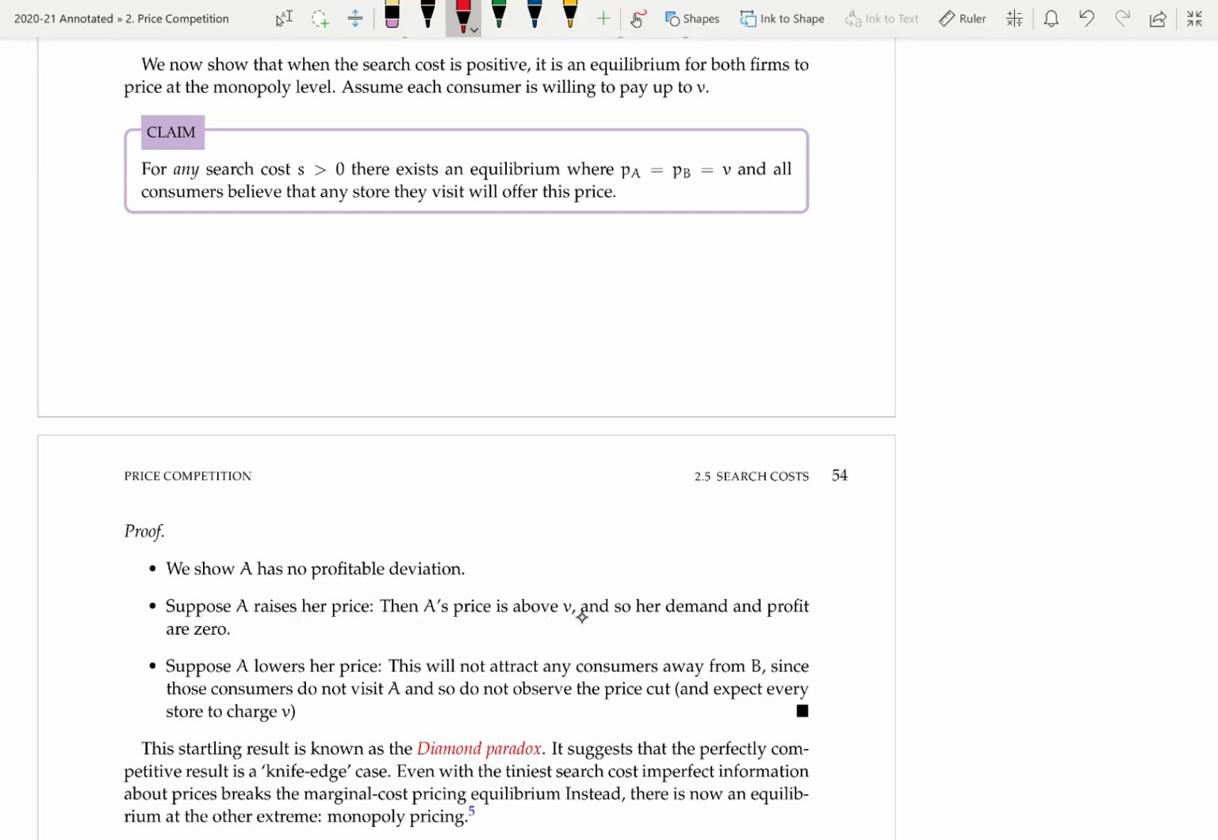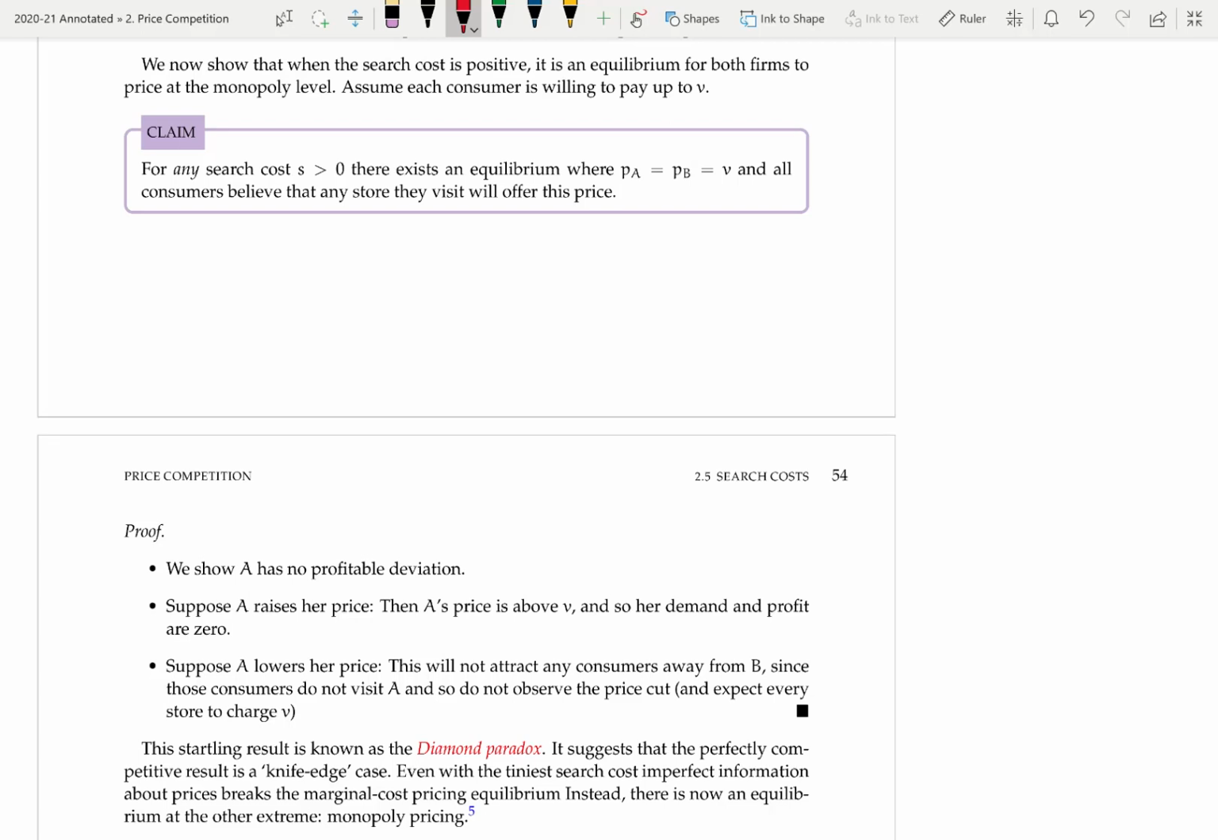Now her price is above V. Well, then she'll get no demand because no one is willing to pay more than V. So her profit would be zero. This profit is obviously less than half the monopoly profit. Now suppose A lowers her price. Is this going to attract any consumers away from B? Well, no, because those consumers who visit B first are not also going to visit A, and therefore they're not going to observe A's price cut. The reason they won't visit A is they expect every firm to be pricing at V, so there's no reason to visit A.